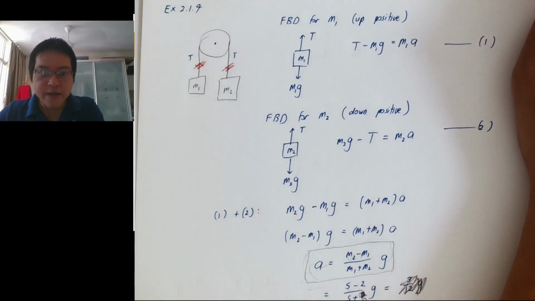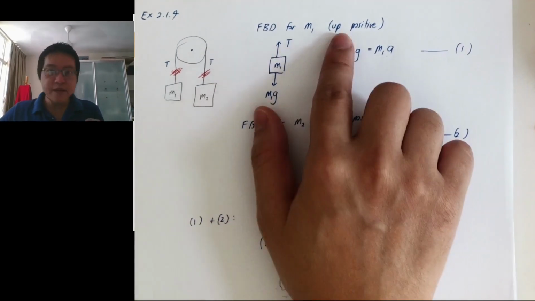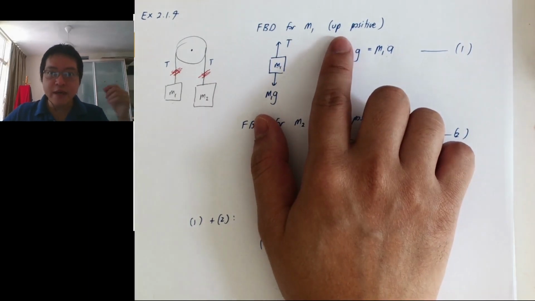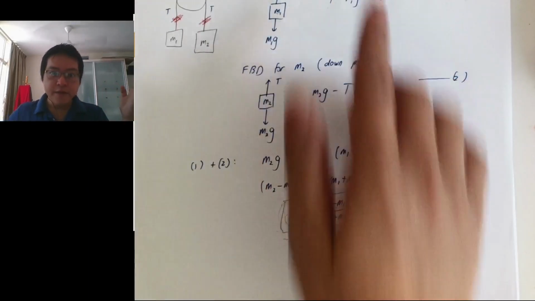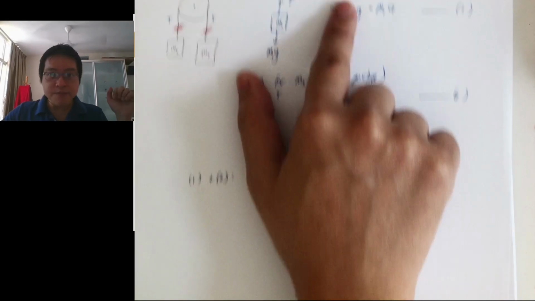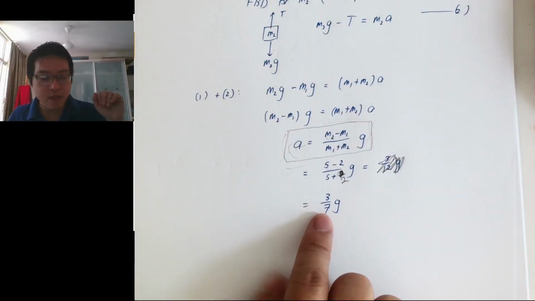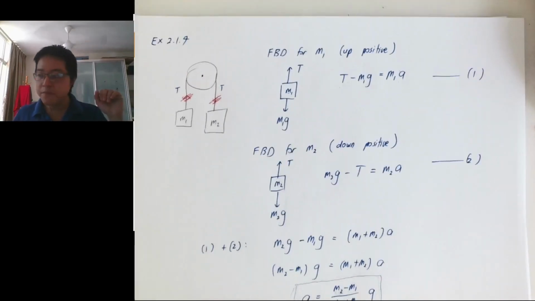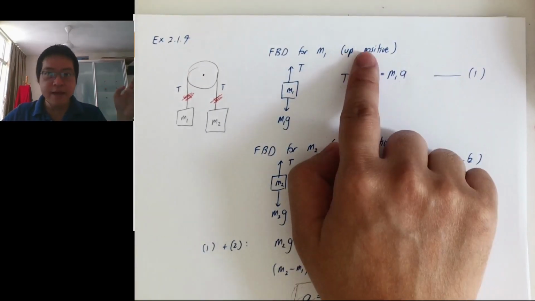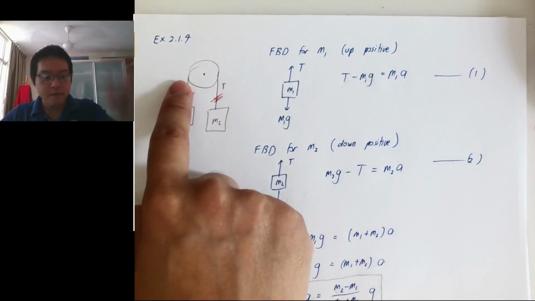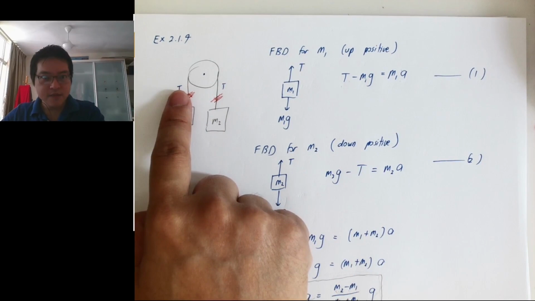What is the direction of a? As I was saying, let's stick with m1. For the direction, I call up as positive. Then my final answer is positive 3/7 g. That means upwards is positive, so it's going up for m1. Make sense?